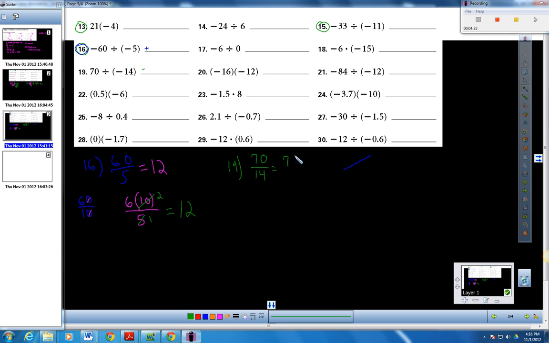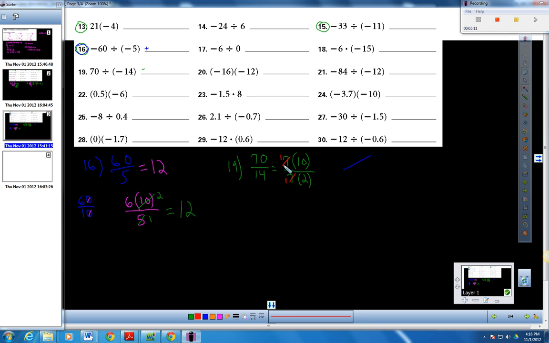I know that 70 can be rewritten as 7 times 10. And this is very unique because 70 and 14 share common factors. I know that I can rewrite 14 as 7 times 2. So now I can cancel out 7 divided by 7, because I know 7 divided by 7 is just 1. That's one group of 7 over here, and one group of 7 over there. And I know that 1 divided by 1 is 1.